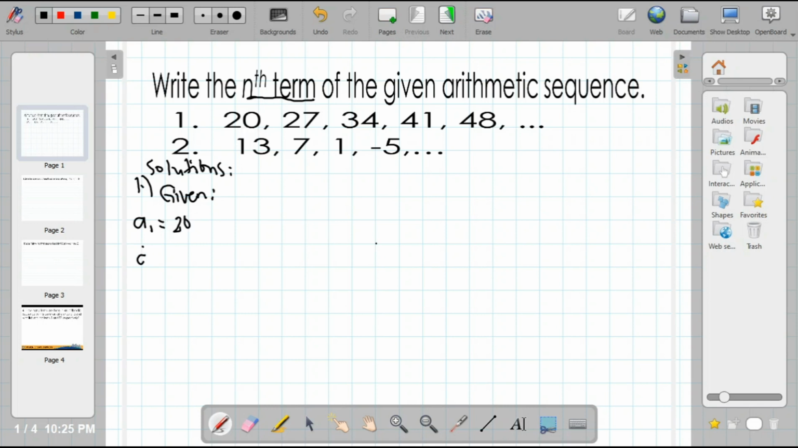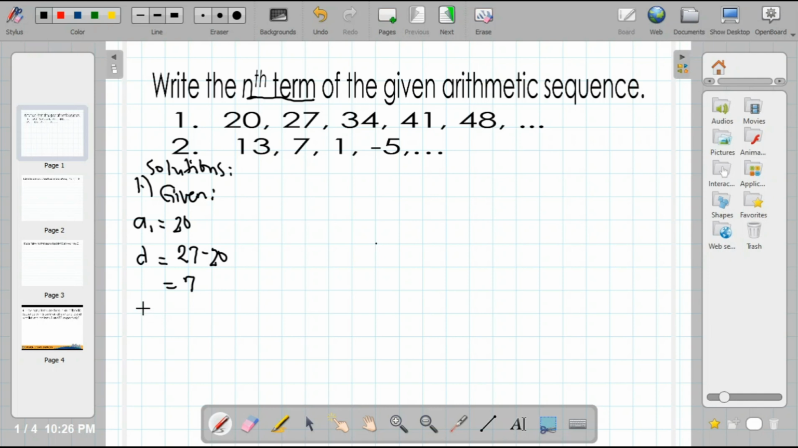What about the common difference? Well, the common difference is, again, you're going to pick any two consecutive terms. So in this case, we're going to choose 27 and 20. So we subtract 27 minus 20, and that is equal to 7. Therefore, our common difference here is 7. Now that we have the first term and the common difference, we can now solve for the nth term of this particular sequence in number 1.